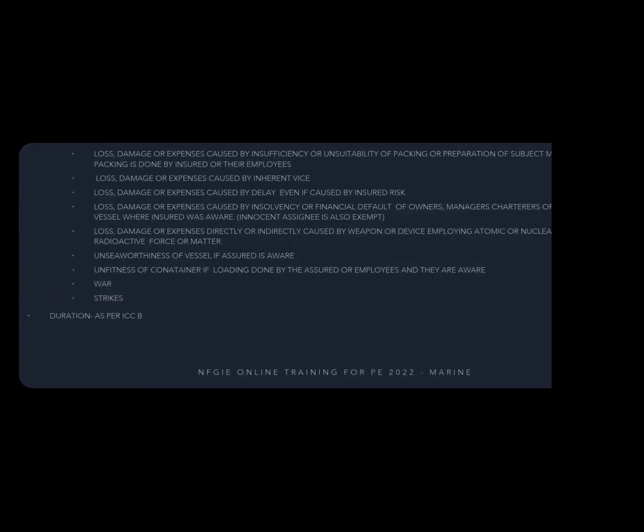Now, another point is if there is an innocent assignee like the banker or a buyer, innocent assignees are also protected under this term. Protected from this exclusion. Okay. Now next is loss or damage directly or indirectly caused by a weapon using atomic or nuclear energy or radioactive force or matter.